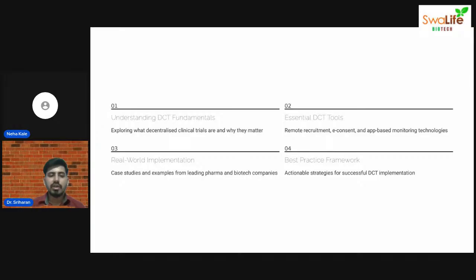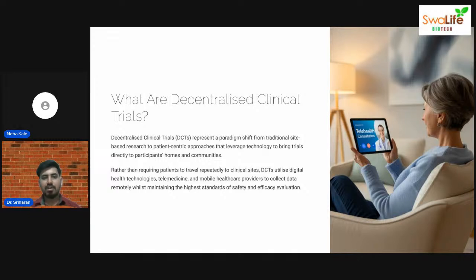So we are going to explore understanding the DCT fundamentals, what the essential tools are, how it should be implemented in real-world scenarios, and the best frameworks. Today we are going to see what a decentralized study is. As I said, a decentralized trial should be fully based upon remote study. We are doing a trial and also achieving results during that remote-based trial.